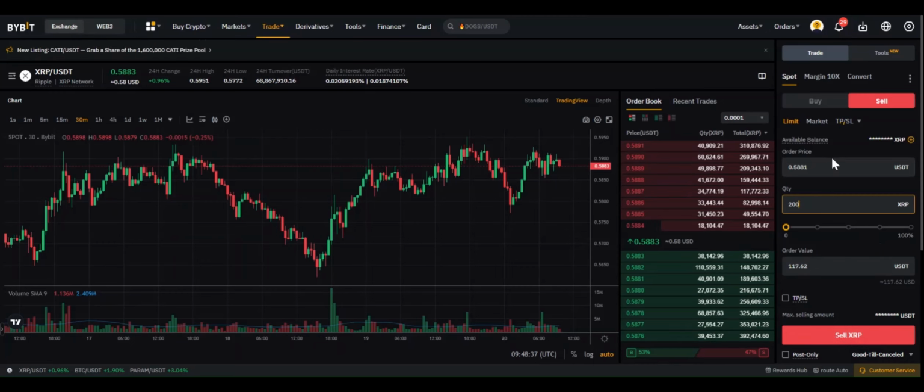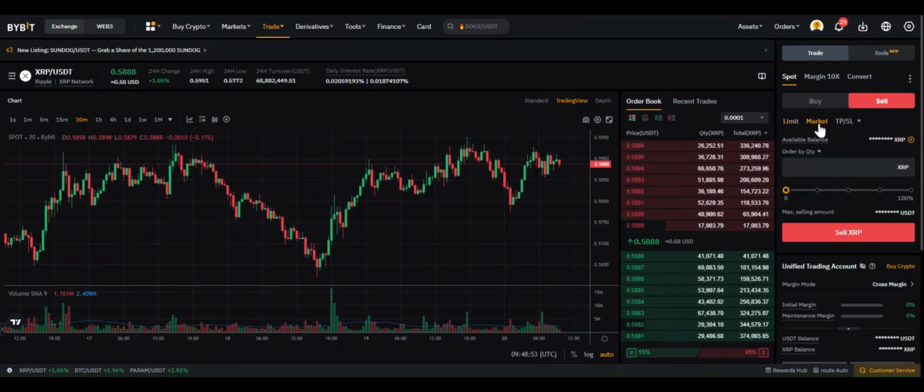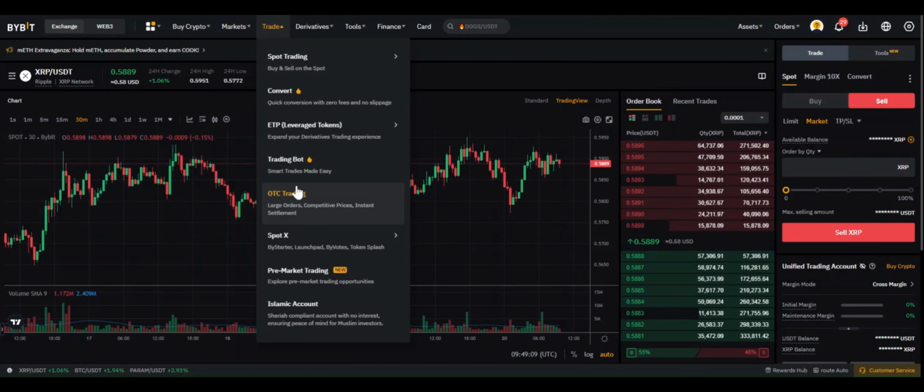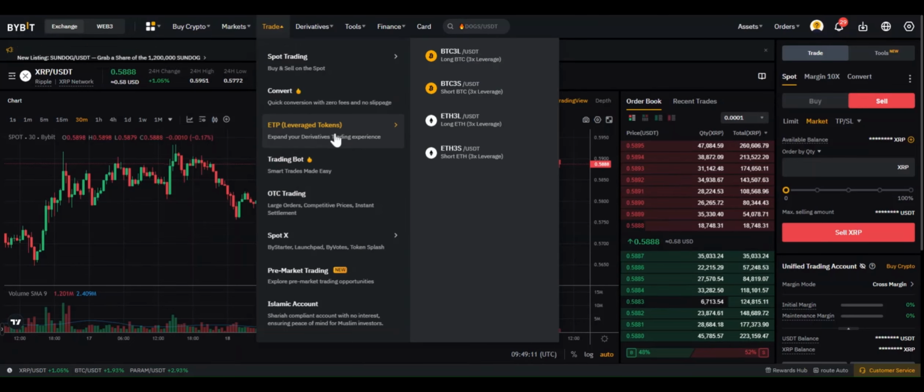So that's basically it. If I wanted to sell at $1, I would edit that to 1, and then it would sell 200 and give me $200 USDT. Okay, then if I wanted to sell at market price, it will just sell at this current market price. So we've covered buying and selling, and we've covered trading. That's for spot trading. There's also futures trading, right? That's trading with leverage.